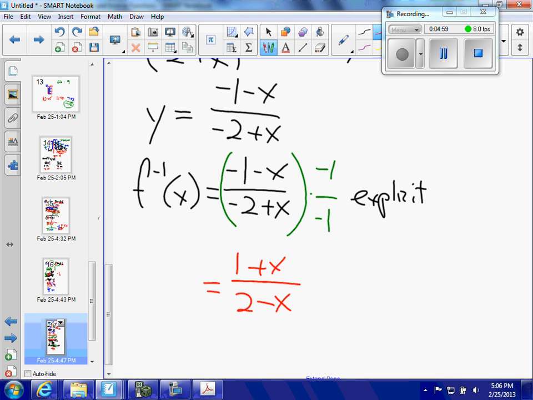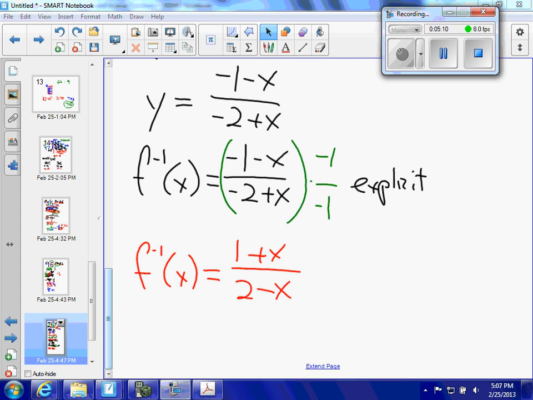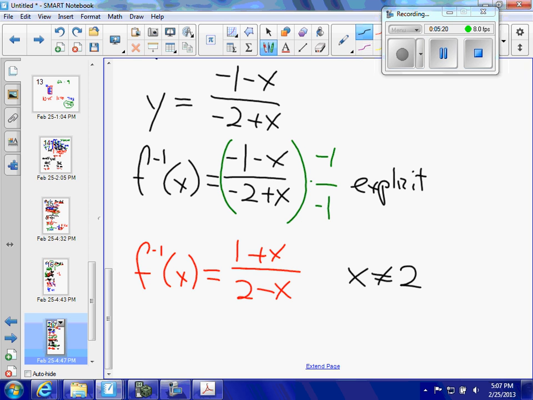And I don't know, it's just a little bit more elegant looking. You do not have to do this. It's just something that's a little bit easier to work with than having all those negative signs. Now, one thing to notice here is that in my inverse, x cannot be equal to 2. If x is equal to 2, I will have a 0 in my denominator. Cannot have a 0 in the denominator. So I have to notice that domain restriction.